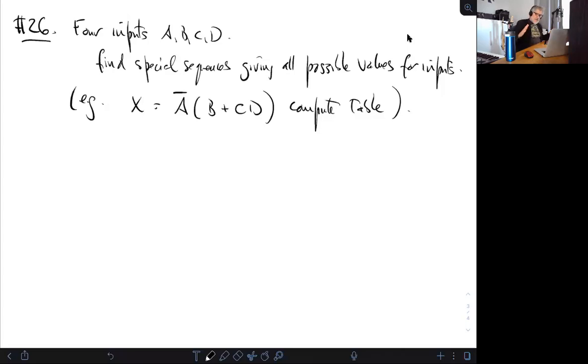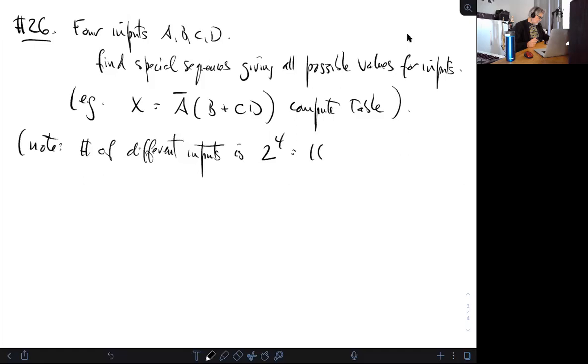And how do you do that? Well, first of all, you should know how many possibilities there are that you should get, right? It's 2 to the power of the number of different inputs, right? So here we have 4 inputs, 2 to the power 4. This is important. So the number of different inputs total is 2 to the 4, which is 16.